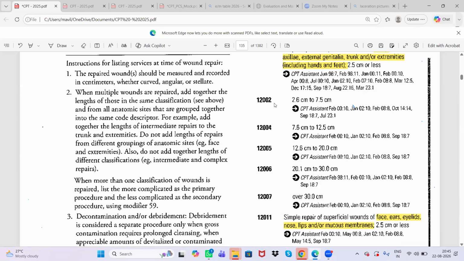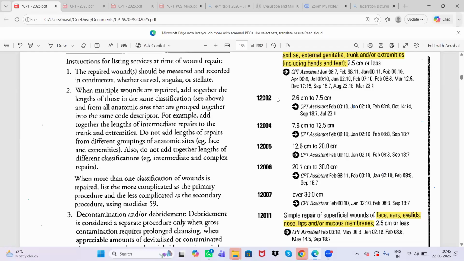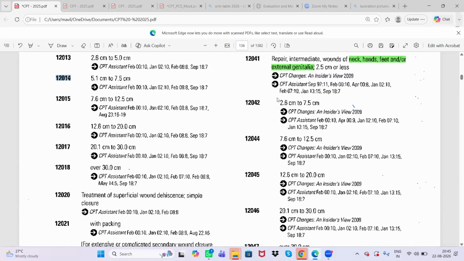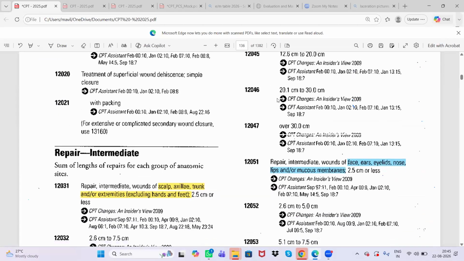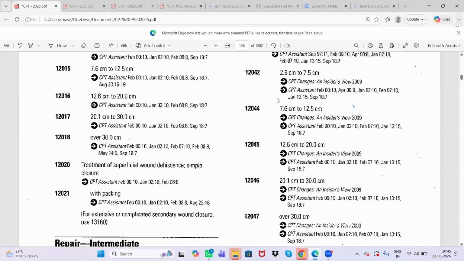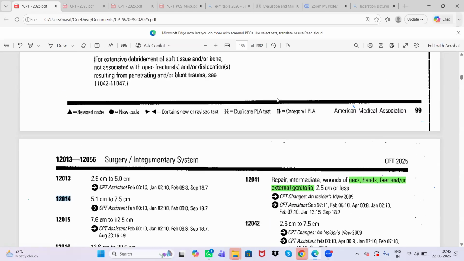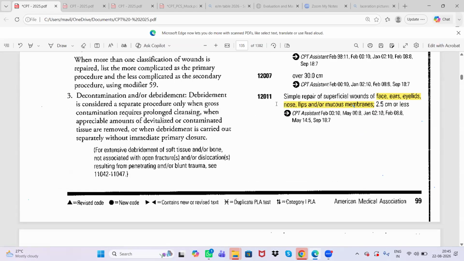So here you need to append the 51 modifier, and the same guideline goes for the 59 also. For least codes only we need to append the 51 and 59 modifiers. Clear? Yes, clear, ma'am. So when can we append 59? For that I will give you an example. Simple repair on eyelid, 2 centimeters.